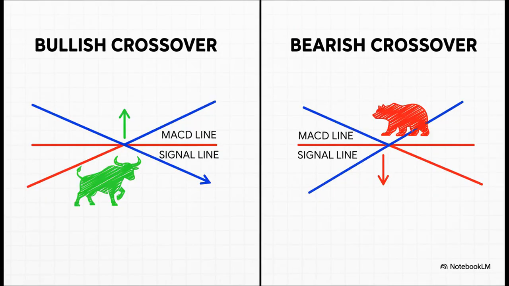So, a bullish crossover is when that fast MACD line crosses above the slow signal line. It means our sprinter isn't just winning, they're now pulling away even faster than average. Momentum is picking up. And a bearish crossover? Just the opposite. The fast line dips below the average. Our sprinter is losing steam and losing it fast.